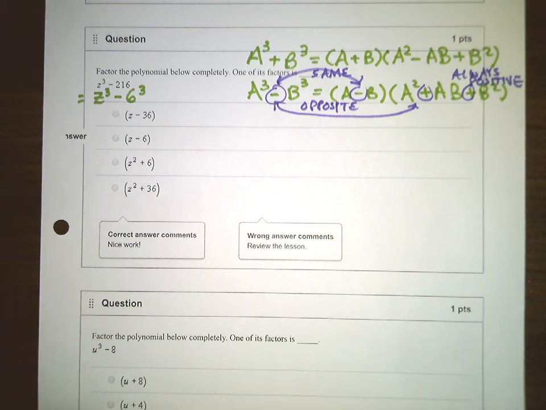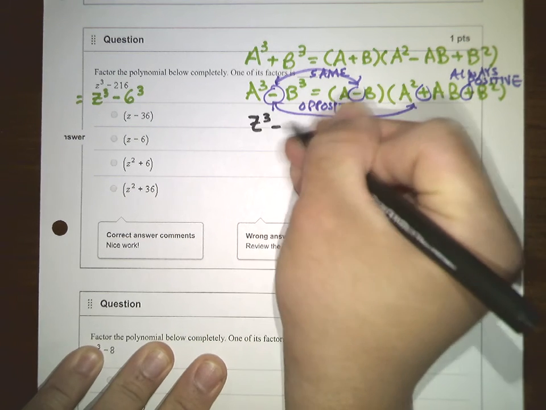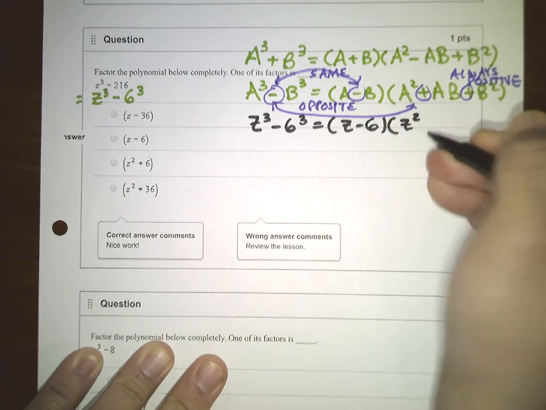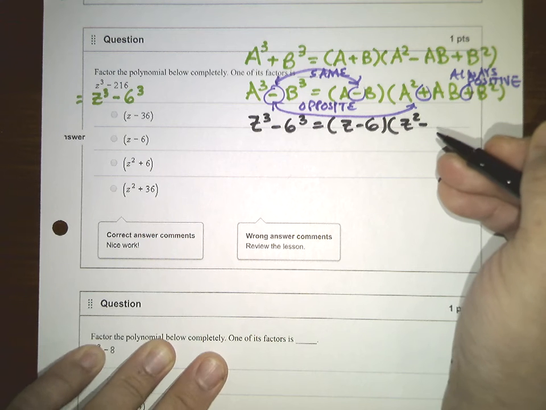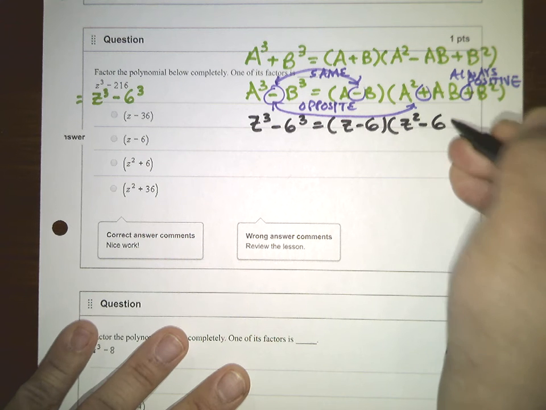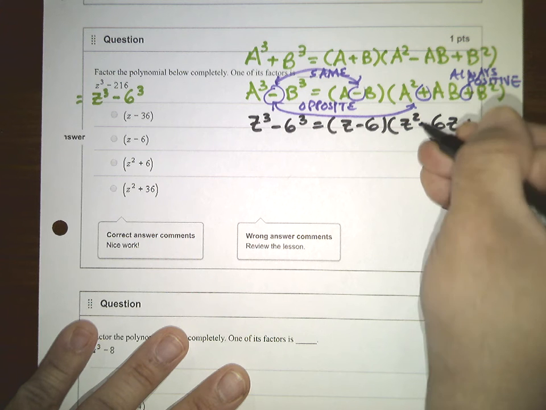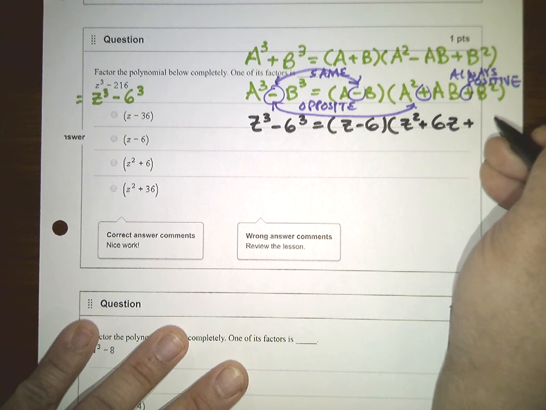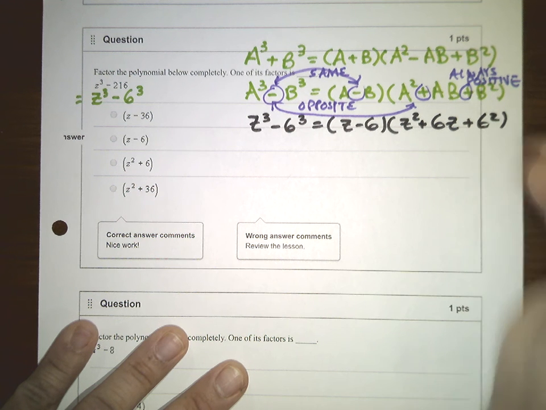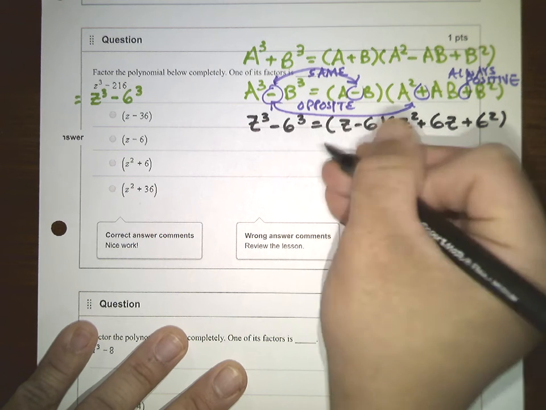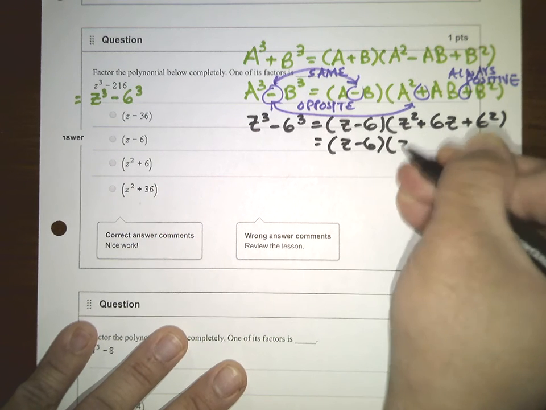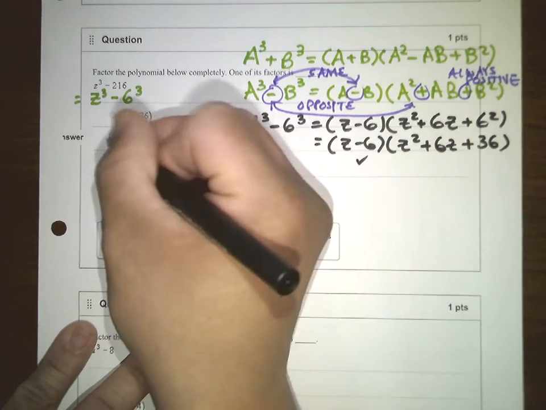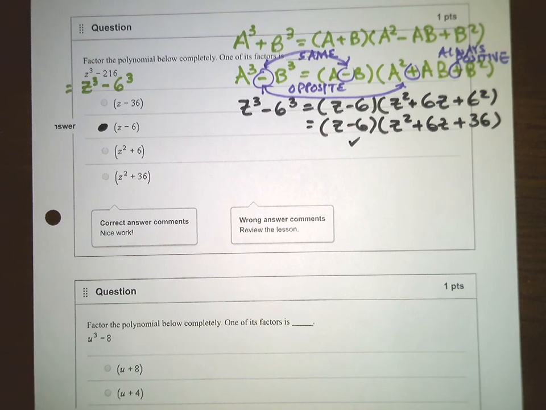So we have, following the formula here, z cubed minus 6 cubed is z minus 6 times z squared minus, now instead of z6, I'm going to write 6z plus 6z plus, and what will this be? This is going to be plus 6 squared. So now what do I have here? I have z minus 6 times z squared plus 6z plus 36. So z minus 6 is one of the factors.